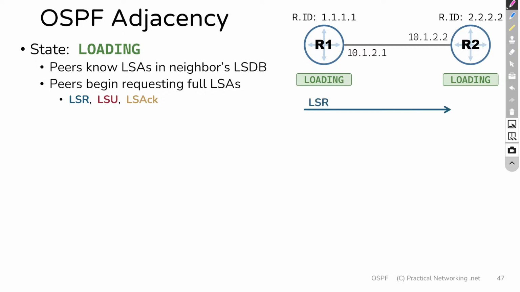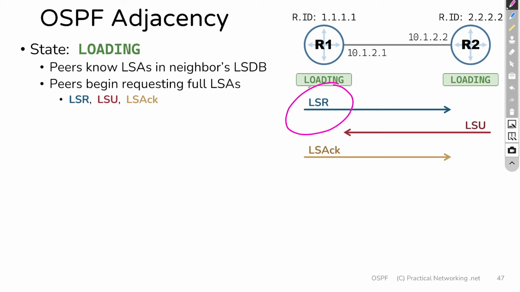What will happen is one of them, in this case router 1, will send out a link state request. This will prompt router 2 to respond with a link state update, and then finally router 1 will confirm with the link state acknowledgement. Inside the LSR is a request for a particular set of LSAs. It's going to say, hey, send me LSA X, LSA Y, and LSA Z. Inside the LSU are the actual LSAs themselves. Again, the LSA is the entry in the link state database.